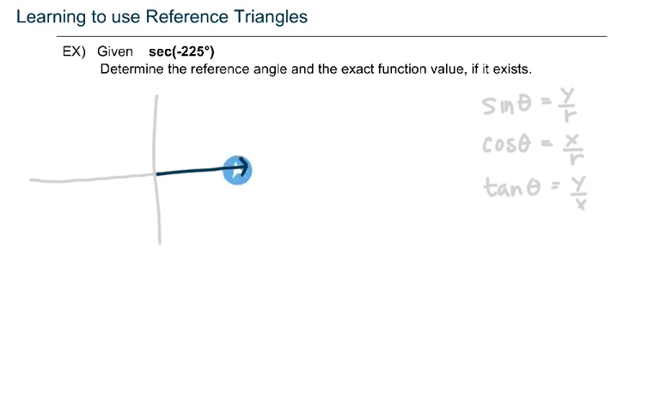So normally we say 0, 90, 180, 270, 360. But now we're going clockwise: negative 90, negative 180, negative 270, negative 360. So negative 225 is going to put us ending over here in quadrant 2.